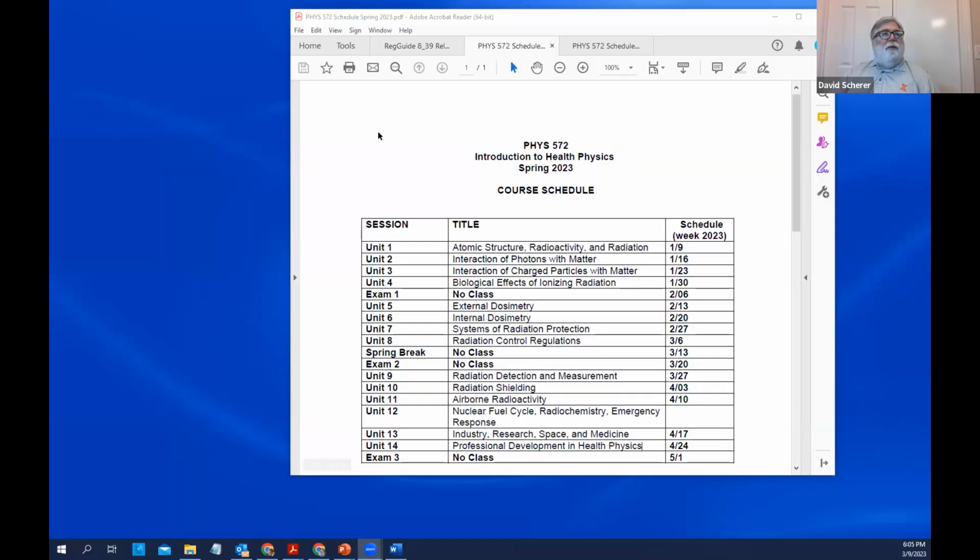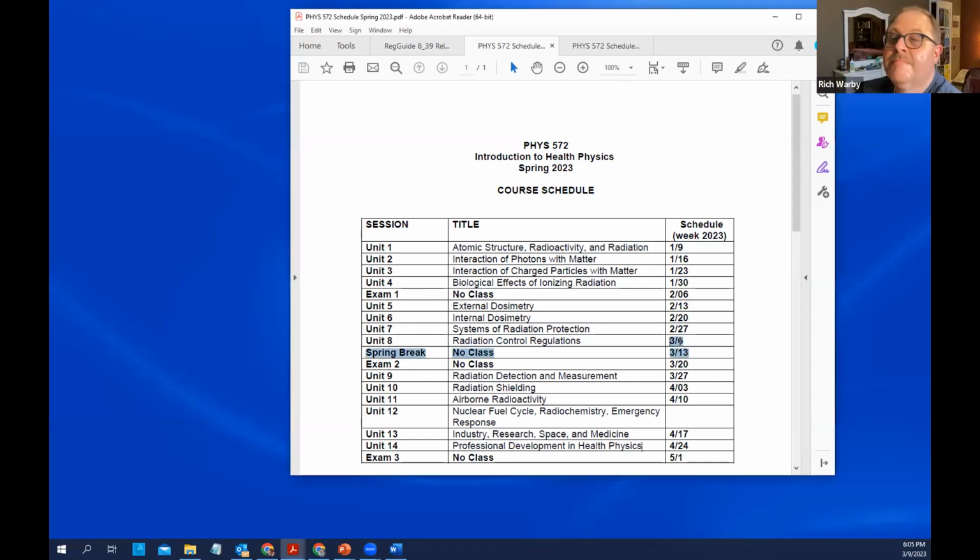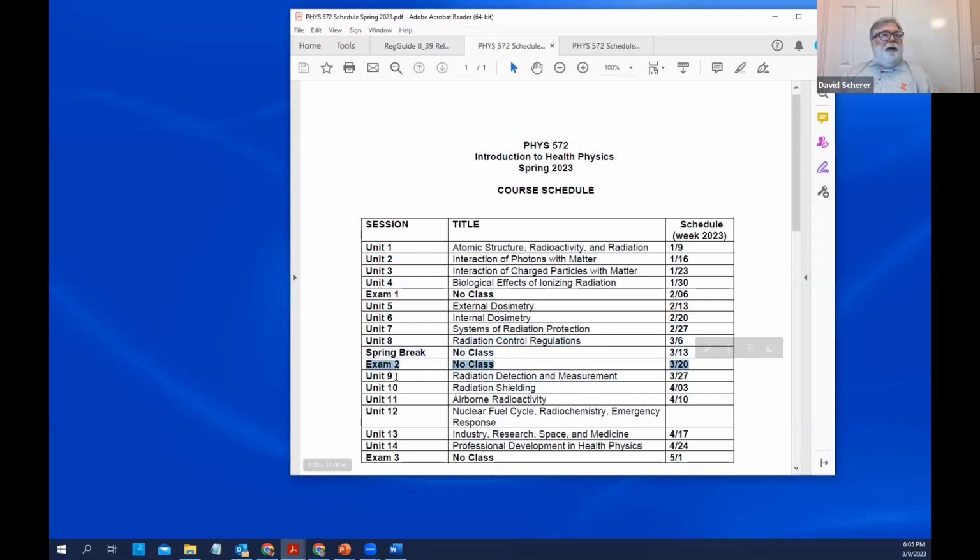Okay, I'm going to share my screen so you can see where we are. This is the schedule that we are currently operating under. We're in this week right now, the week of the 6th. I'm going to talk about radiation safety regulations. And we're scheduled for next week will be spring break. We won't have any class or anything going on. And we're scheduled to have an exam after that. And then it's going to be followed by, let's see, 5 weeks of classes.